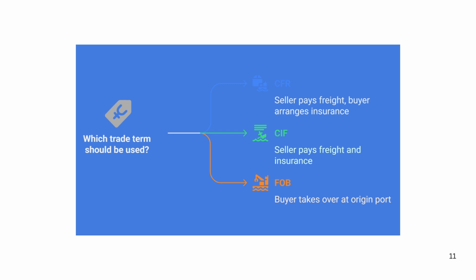CFR versus CIF versus FOB. Comparison: with CFR, the seller pays freight and the buyer arranges insurance. With CIF, the seller pays freight and insurance. With FOB, the buyer takes over at the origin port. CFR is cheaper for sellers but riskier for buyers.